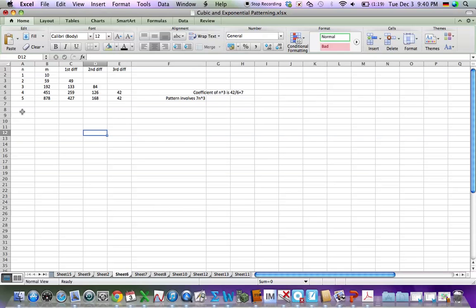Okay, so what I'm going to do is copy this table, because our aim is to find a formula for this particular table. I'm going to get the spreadsheet to give me 7n cubed, because I know that part of the formula is 7n cubed. So equals 7 times n cubed.